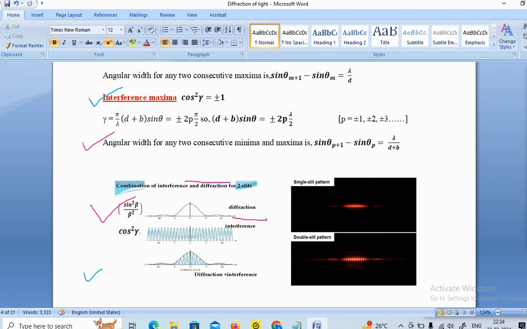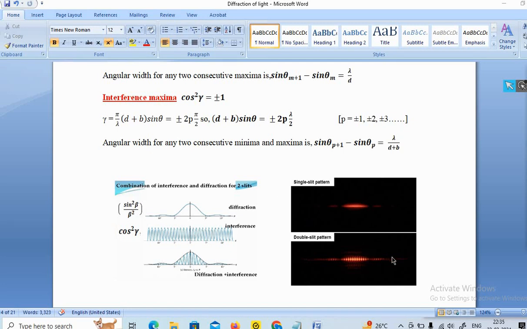Now, how does the pattern look? You have the effect of sin square beta by beta square: a central maxima, a bright zone, then secondary maxima along with minima. And interference intensities are uniformly distributed, all the maxima are of uniform intensity, with minima between them, so there are bright and dark points. They will overlap with each other. So the diffraction pattern in case of a double slit is an overlapping of the diffraction pattern with interference. When they overlap, what was supposed to be a bright point may turn out to be a dark point.